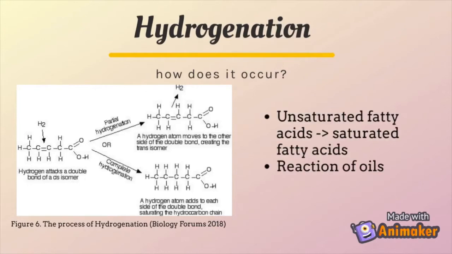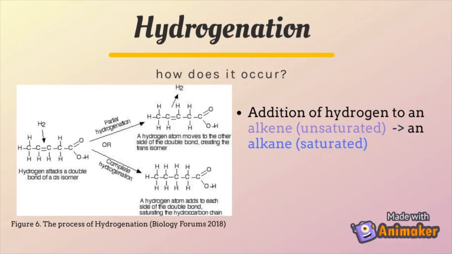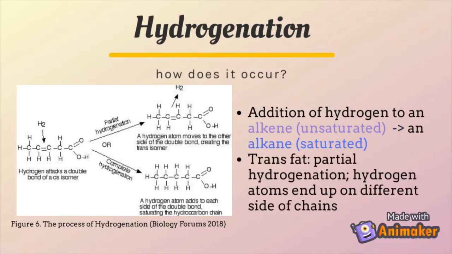Unsaturated fatty acids are converted to saturated fatty acids by the hydrogenation reaction, which involves the reaction of oils with hydrogen. It is the addition of hydrogen to an alkene which results in an alkane. Trans fats go through partial hydrogenation, so the hydrogen atoms end up on different sides of the chain.